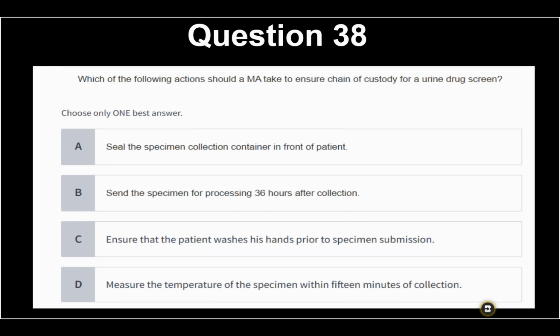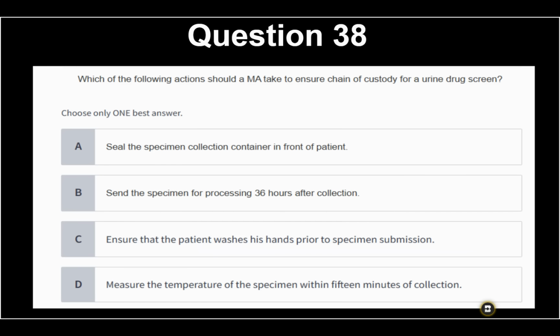Sealing the specimen collection container in front of the patient is an essential step in maintaining the chain of custody for a urine drug screen. This process ensures that the specimen has not been tampered with and that the sample integrity is preserved. The chain of custody process documents each step of the specimen handling, making sure that it is secured from the point of collection all the way through to the lab processing.